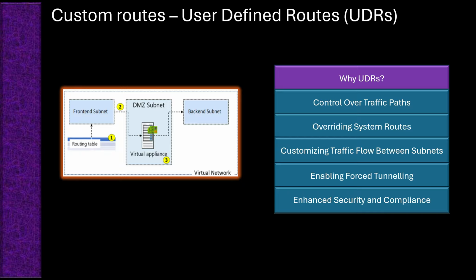Why use user-defined routes? Let's unpack a few reasons why UDRs are beneficial and often necessary. UDRs give you the flexibility to direct traffic through specific network appliances like a firewall or network virtual appliance for security and inspection purposes. For example, if you want traffic from a subnet to always go through a firewall before reaching its destination, you can route with the firewall's IP address as a next hop.